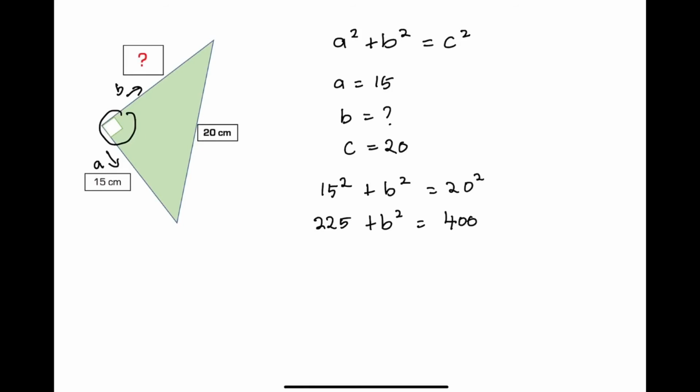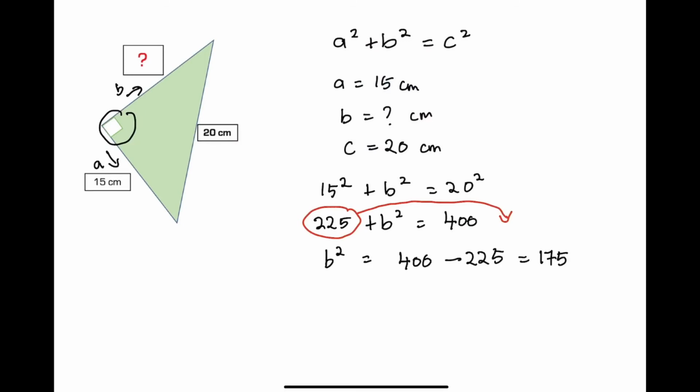And this time we have a unit, which is in centimeters. So to solve for B, we have to carry 225 across the equal sign. So from positive, it will become negative. So 400 minus 225 will give us 175, and square rooting that will give you the answer for the length of B.